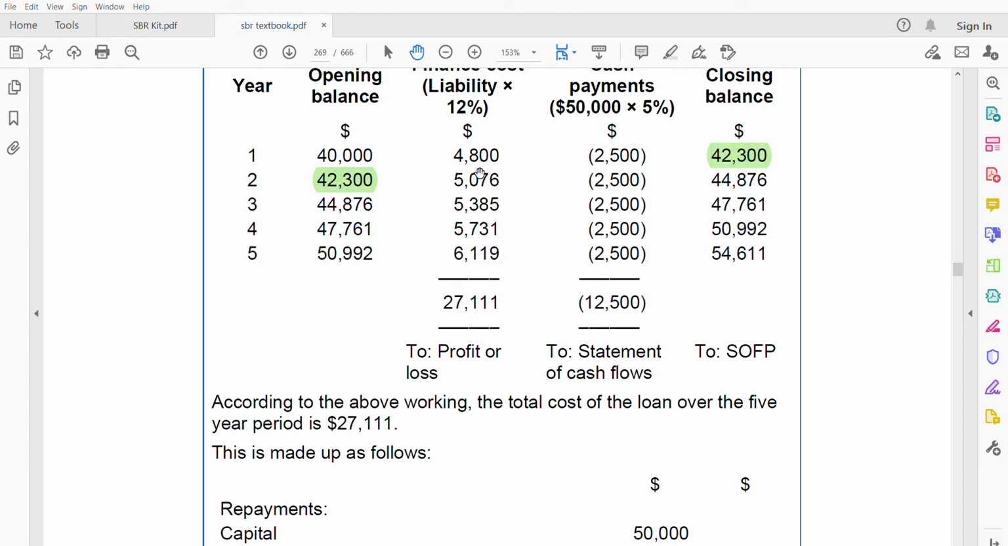Then all these amounts are added, the finance liability, and the total of it goes to the profit and loss account. This 12,500 will go to the statement of cash flows, because it's cash payment, and the closing balance will go to the statement of financial position. You see, it goes in three places, all the three places you should know.